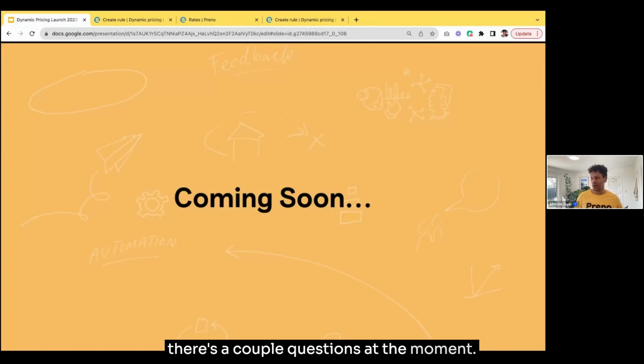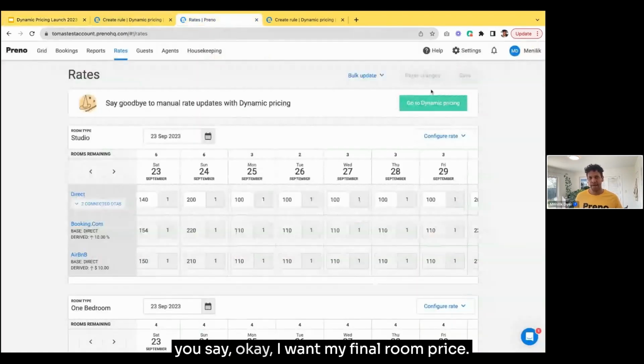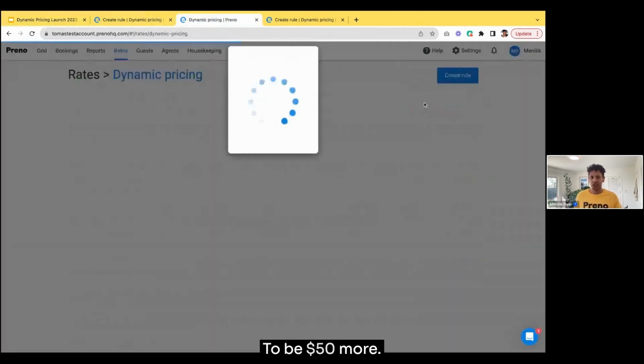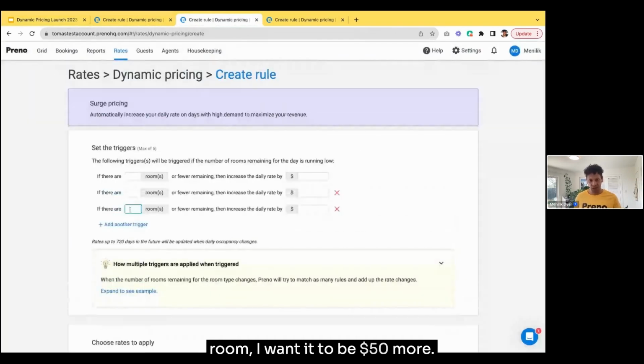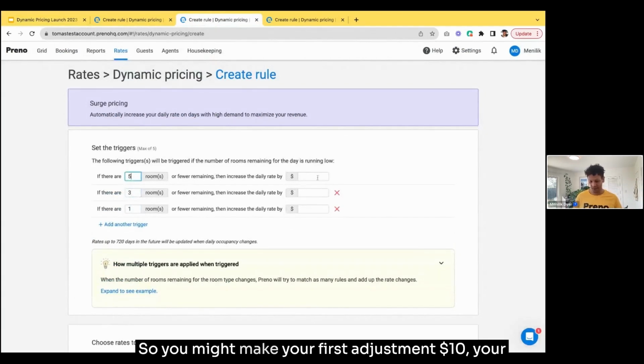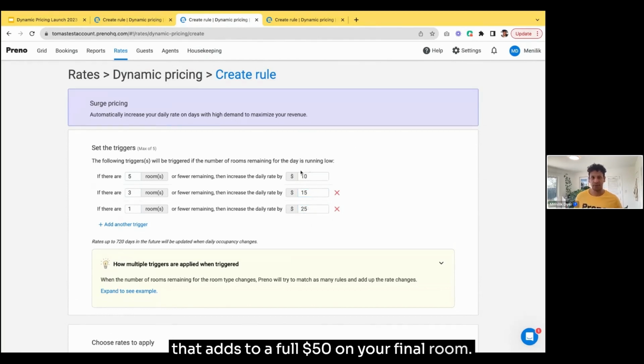At the moment, it is based on an amount. So what we really do suggest you do, just so you know, is we suggest you say, okay, I want my final room price to be $50 more. So you might say, on my last room, I want it to be $50 more. And here we go, I'll just use this as an example. You might make your first adjustment $10, your next adjustment $15, and your final adjustment $25. Then adding those up, that adds to a full $50 on your final room.